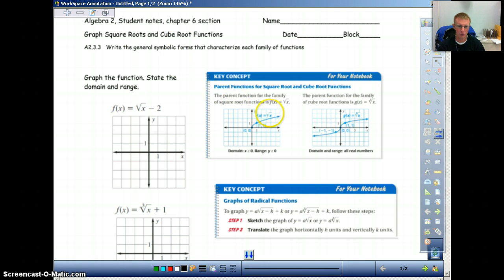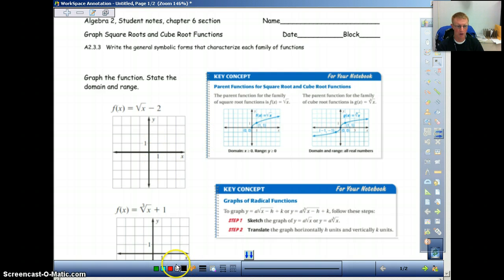Basically, this is the basic function of square root of x, and then we are adjusting it from there. This is the basic function of cube root of x, and then we're adjusting it from there. Down here, when we're doing the graphs of radical functions, this tells us everything that can change. We can have a number out in front of the root, a number inside the root, and a number on the outside of the root. Notice the same thing is true for the cube root, so it doesn't really matter.